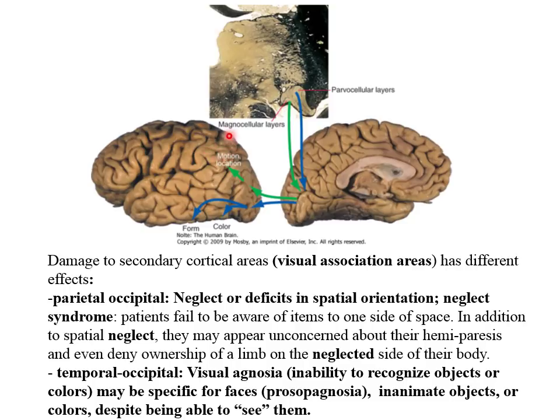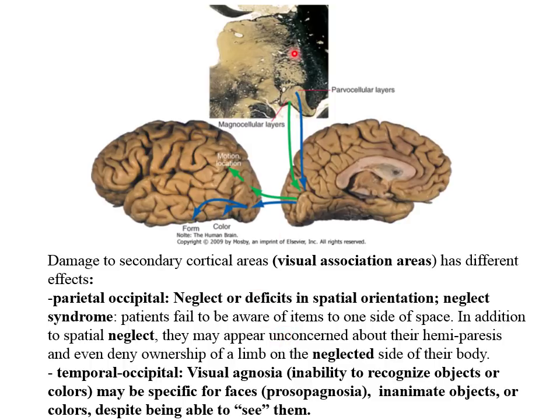Damage to this area, in the parietal occipital cortex, results in neglect or deficits in spatial orientation. The neglect syndrome involves patients being unaware of what's going on. They don't recognize what's going on in the contralateral visual field. They seem unconcerned about what's going on in that field, even though they do not have a visual field deficit.